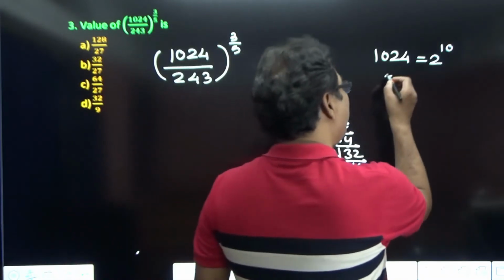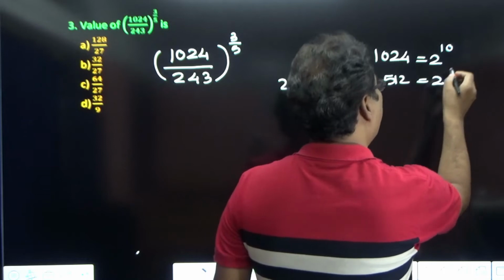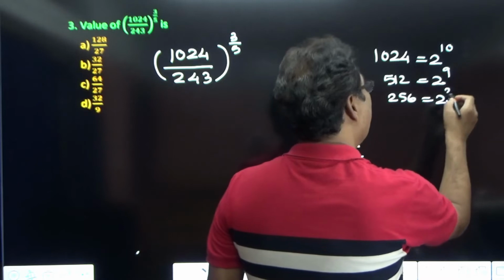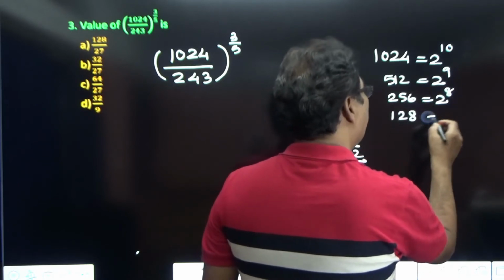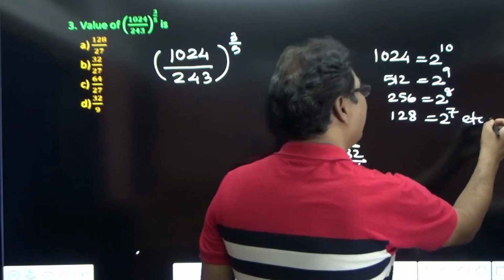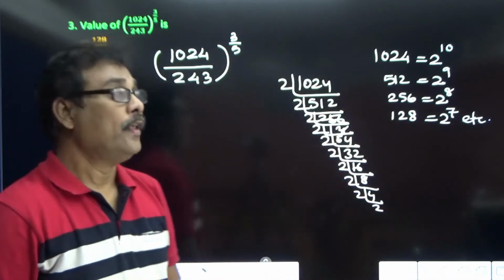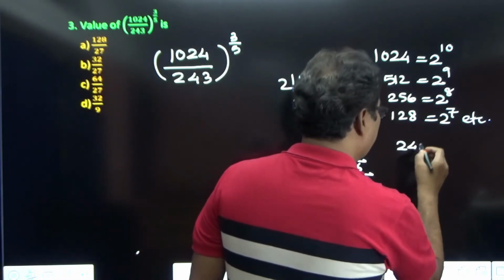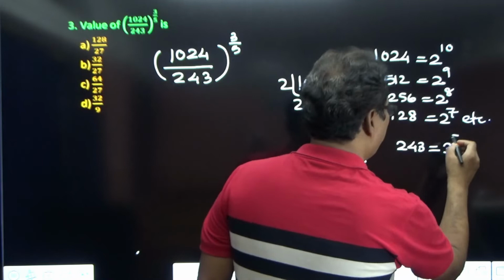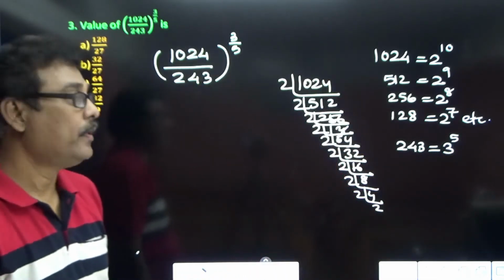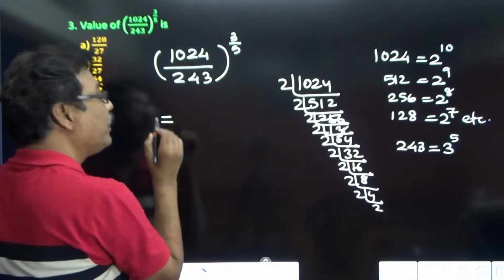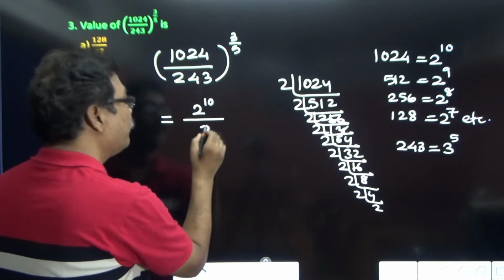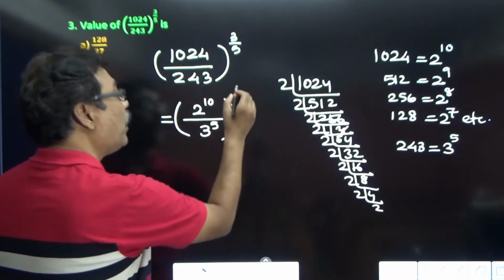If it is 512, it is going to be 2 to the power 9. If it is 256, it is going to be 2 to the power 8. 128, it is going to be 2 to the power 7. Like this. Similar way, I can find 243: 243 is equal to 3 to the power 5. You can check that. So what I can write here is 2 to the power 10 divided by 3 to the power 5, now whole to the power 3 by 5.